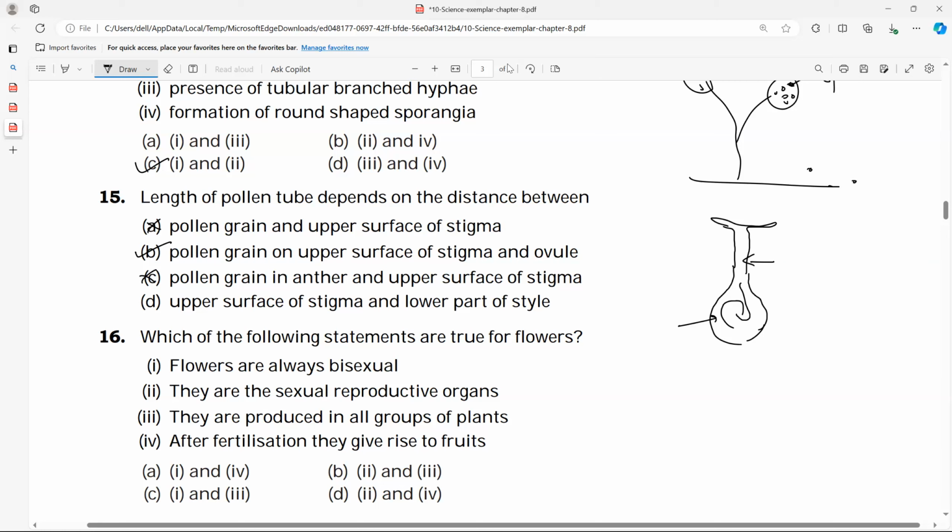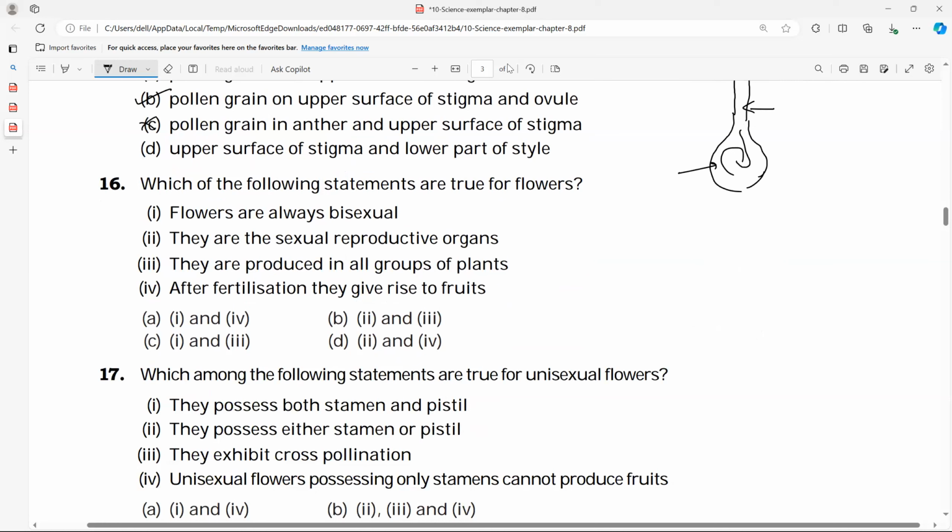Understood? Yes, sir. Next, question number 16. Option A. Option A you are talking about. Yes, option A is correct. Which of the following statements are true for flowers? Flowers are bisexual or always bisexual? It is incorrect. No. First option, how can it be correct?